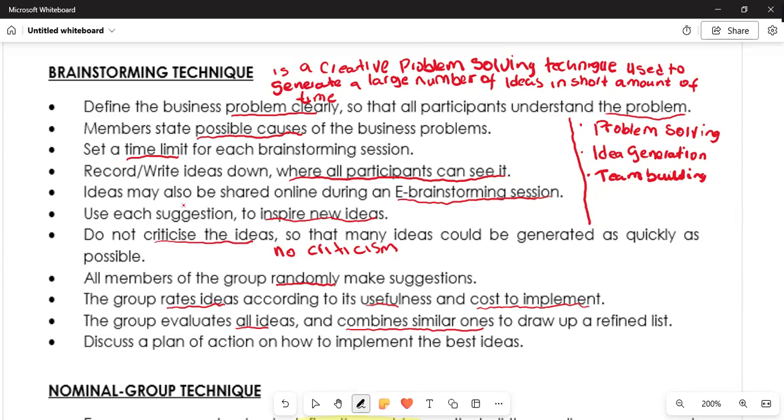Discuss a plan of action on how to implement the best ideas, the ones that will be considered best. So we have to discuss the plan of action.